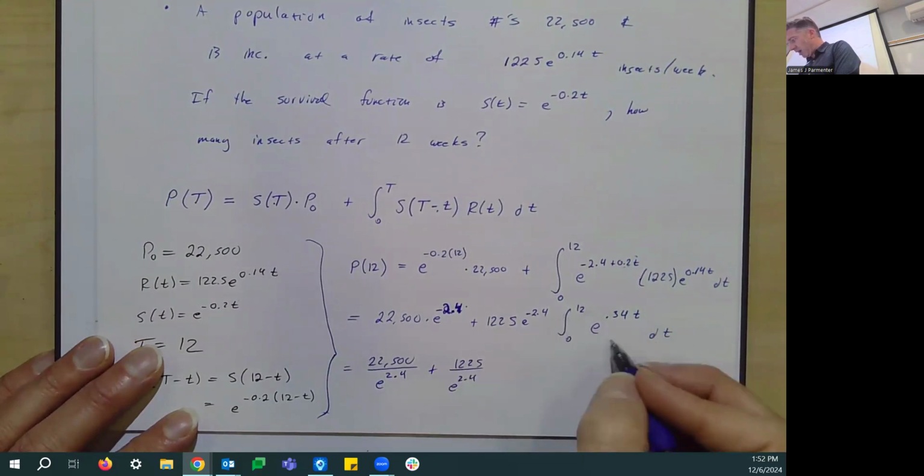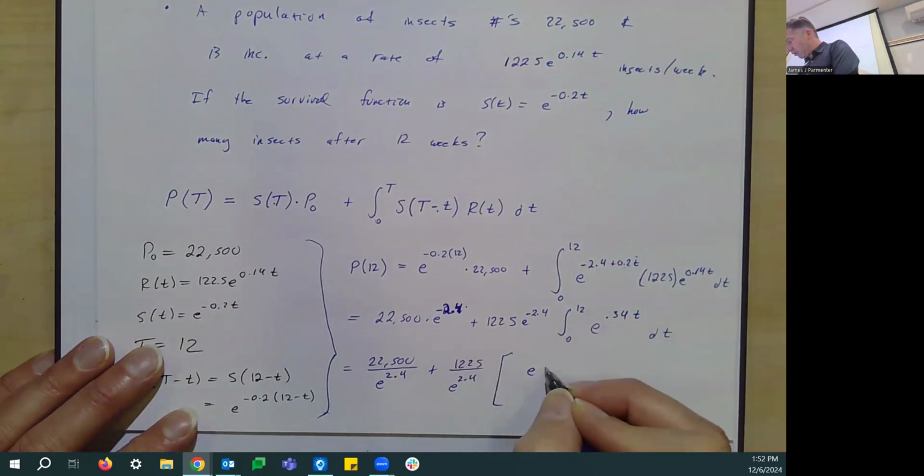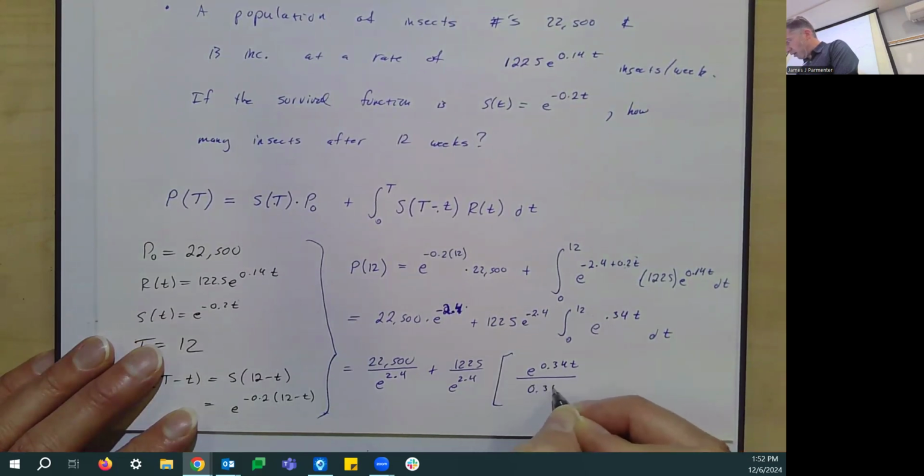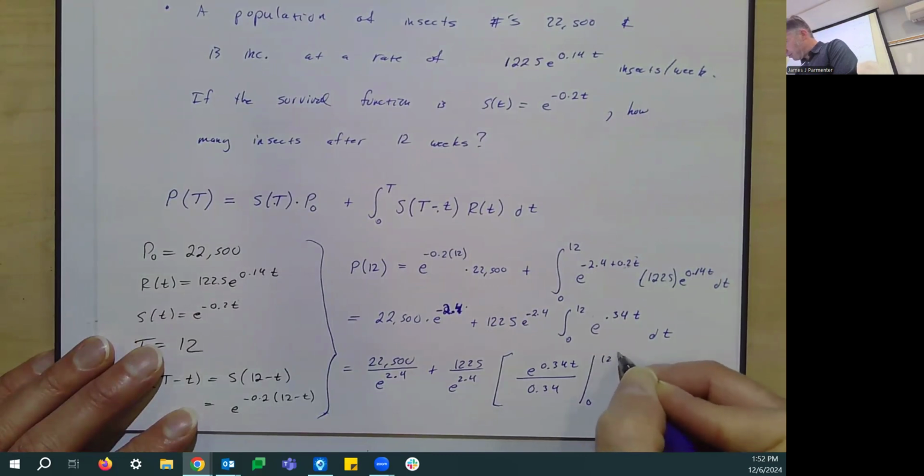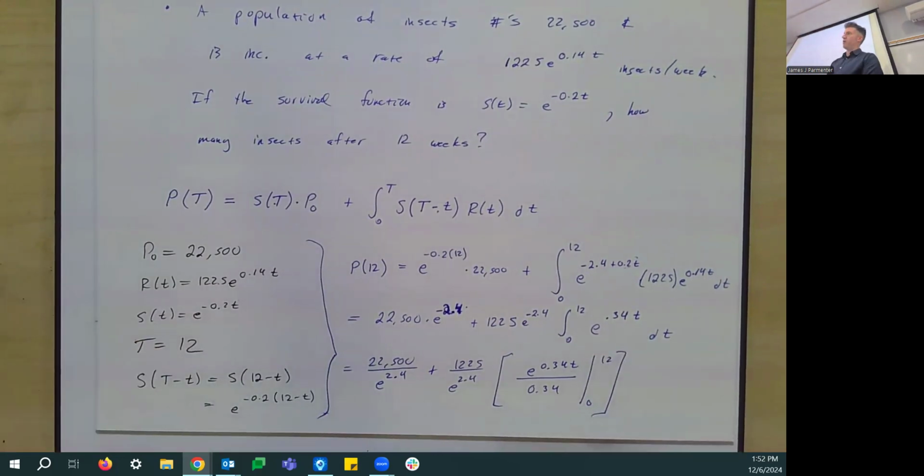And then we integrate that and we get e to the 0.34t divided by 0.34, evaluated from 0 to 12. You plug in the 12, you plug in the 0, subtract, and that's the whole deal. On an exam, hopefully the numbers will be nicer. But that's kind of what you do.